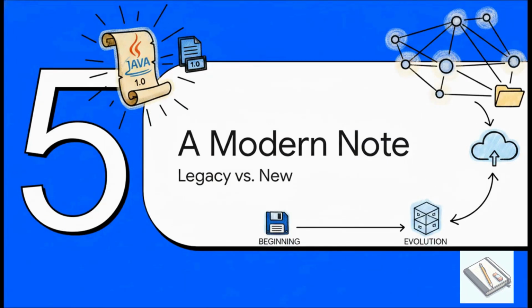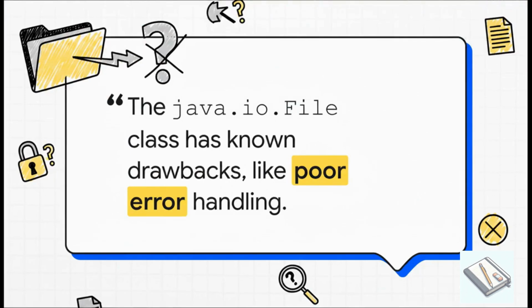Now, before we wrap things up, I want to give you a quick note for the modern developer. See, the File class, it's old. It's been around since Java 1.0, and a lot has changed since then. And while it's foundational, it has some quirks. The biggest one is probably its error handling. For example, if you try to delete a file and it fails, .delete just returns false. That's it. It doesn't tell you why it failed. Did you not have permission? Was the file already gone? Who knows? It leaves you guessing.